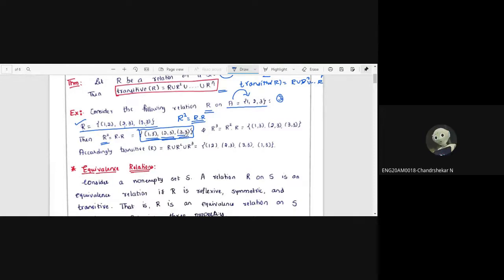I'm going to re-explain it. Yes. So R is given to us. From this R, we are supposed to obtain R square. So R square is nothing but R dot R. So transitive relation from R to R, we have to find out.